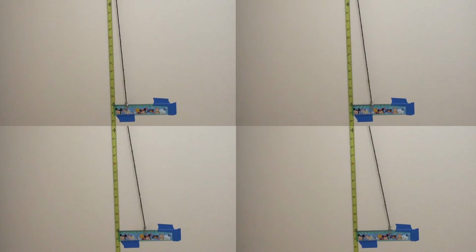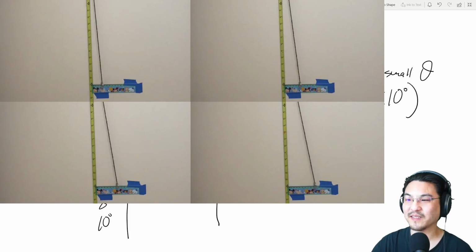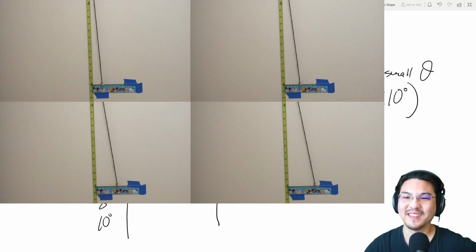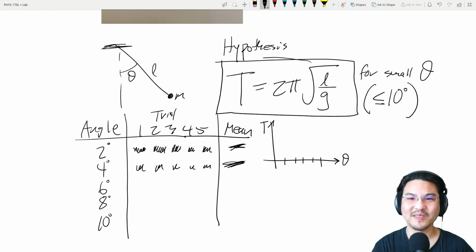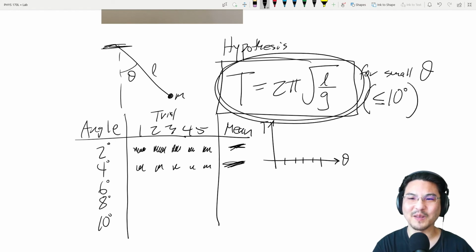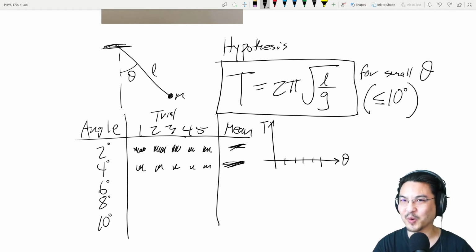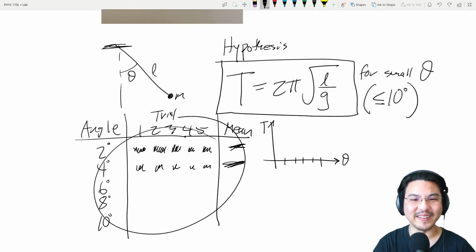Okay, so that was 4 different angles. What did you notice qualitatively? Right? So it seemed like it's the same period no matter what angle, qualitatively, just based on our observation. And if you look at the hypothesis here, yeah, we're expecting the period to not be a function of the angle. Our observation kind of supported that. So now it's up to you to quantify it with data here.